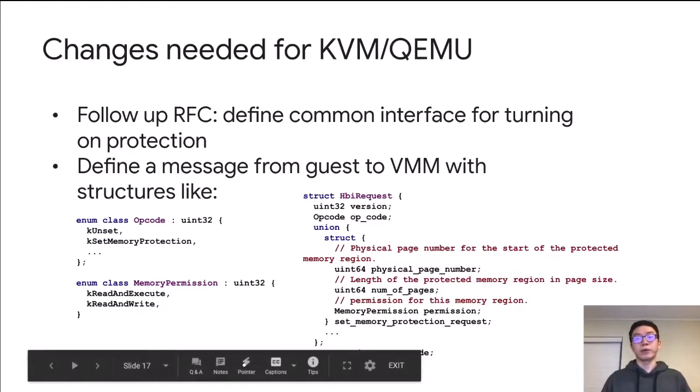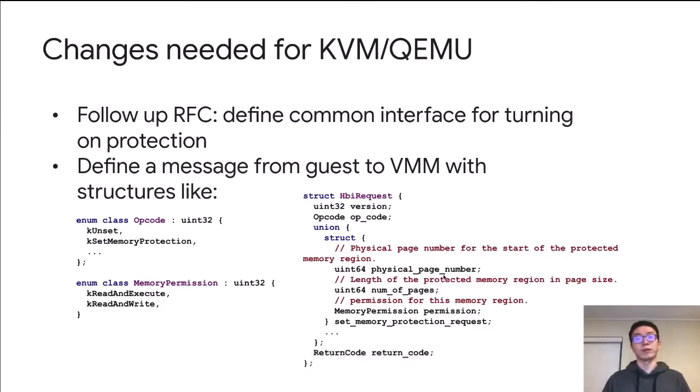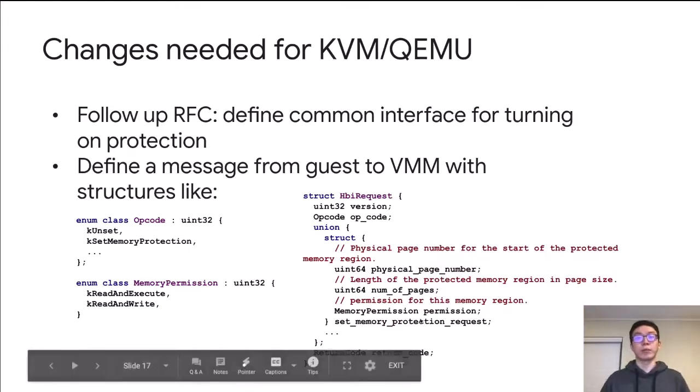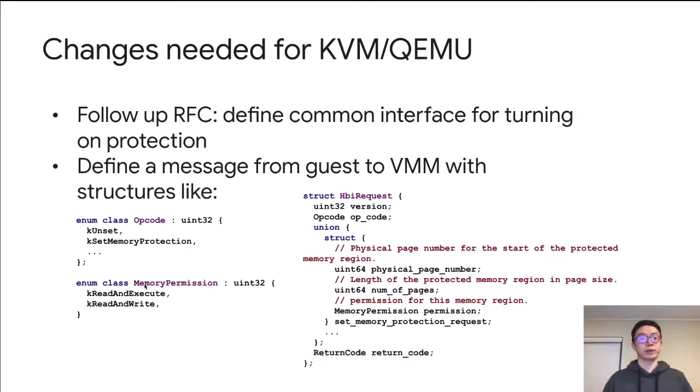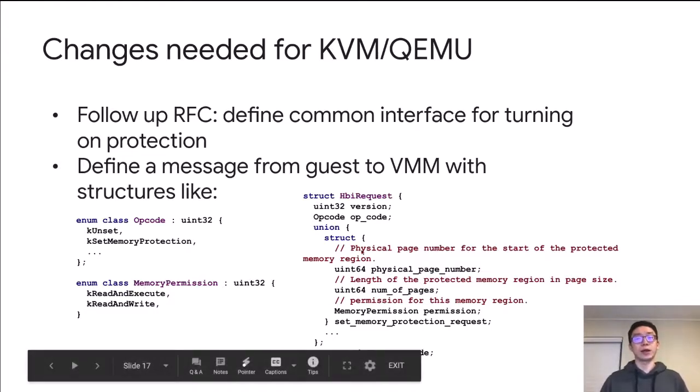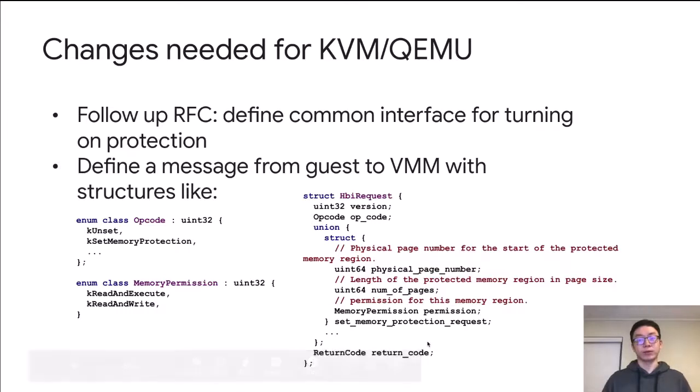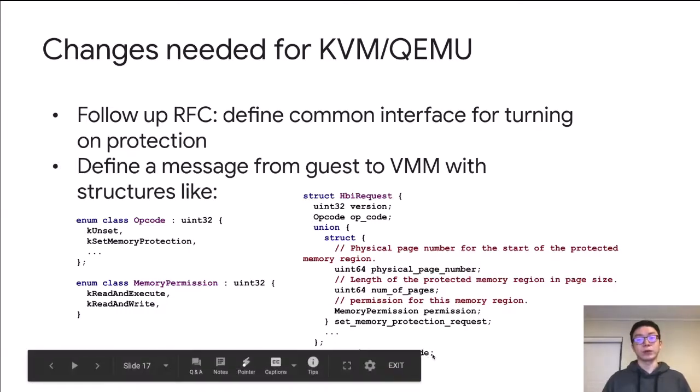And for the message body, it only needs to tell us what the PFN, the page frame number, is, how many pages you want to protect, and what memory permission you want to set on those pages. For the memory permission, it can be read and execute, or read and write. Execute and write are never allowed at the same time. And once the request is complete, you are able to get the result from this return code.